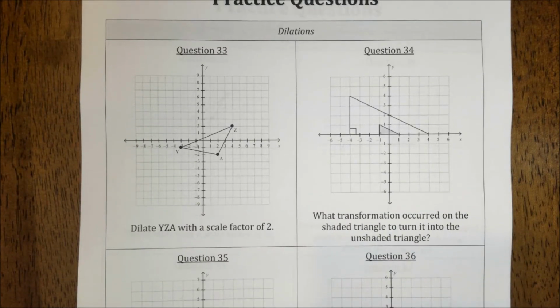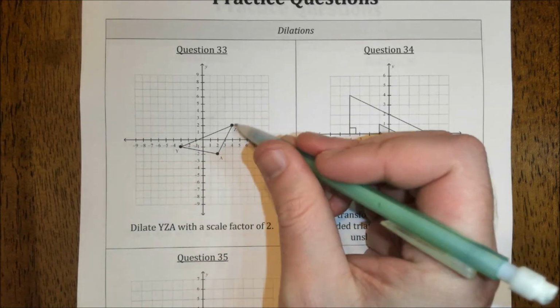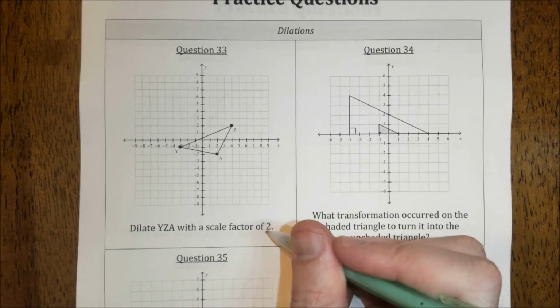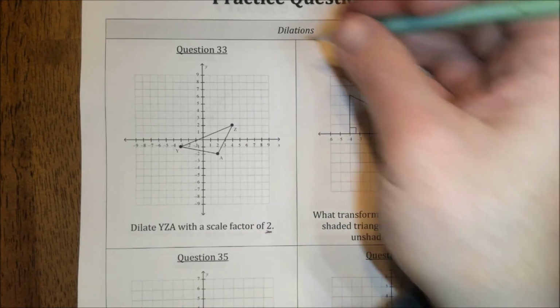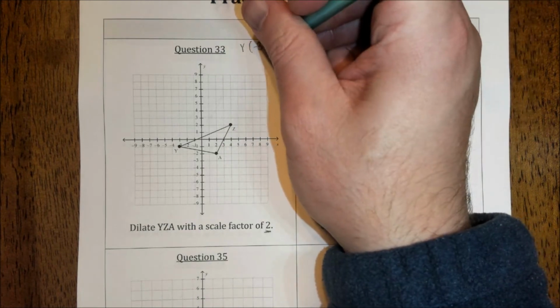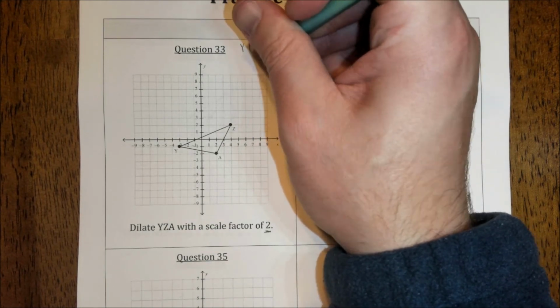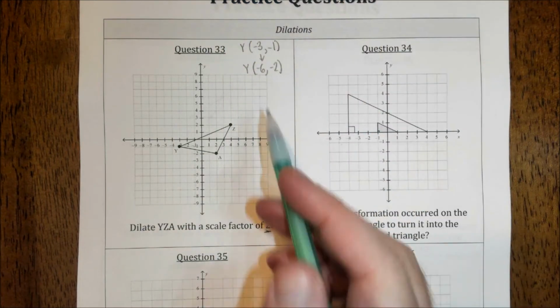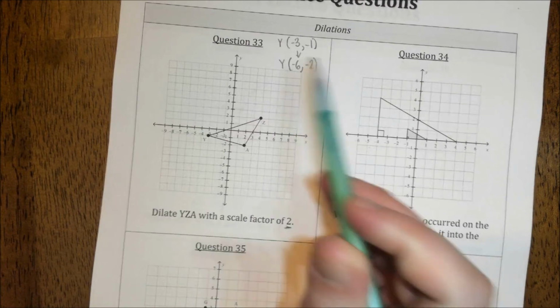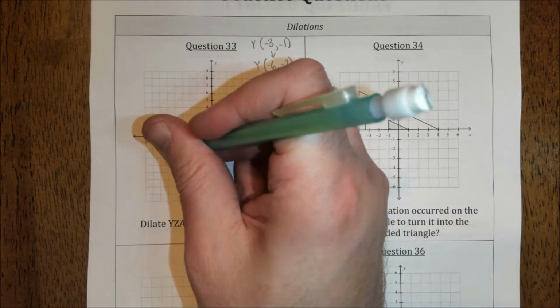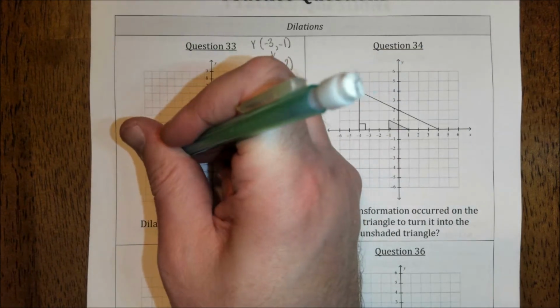Question 33 wants us to dilate YZA with a scale factor of 2. All these points, all the numbers involved have to be multiplied by 2. So Y used to be negative 3, negative 1. Now it's going to be negative 6, negative 2. I doubled everything here because I was multiplying by 2. That times 2 is that. That times 2 is that. So negative 6, negative 2 is right there.